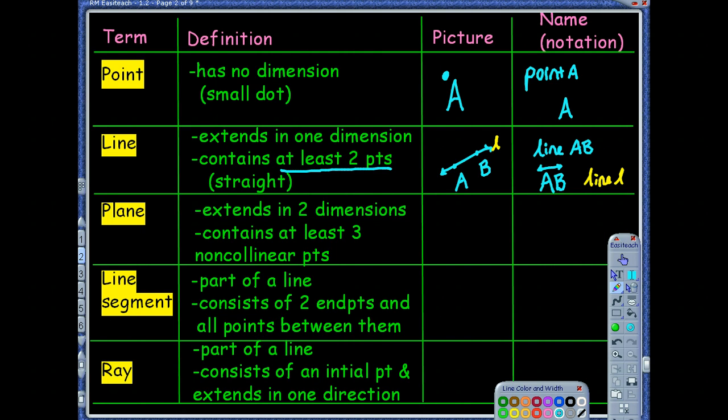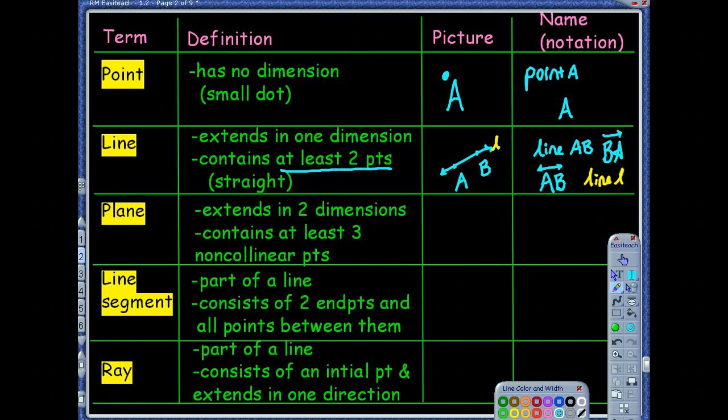Could we also write it as line BA? Good question. Absolutely we can. Because we know that AB and BA, if it's a line, there's no starting point, no ending point. It just has to contain those. So we could also call this line BA.